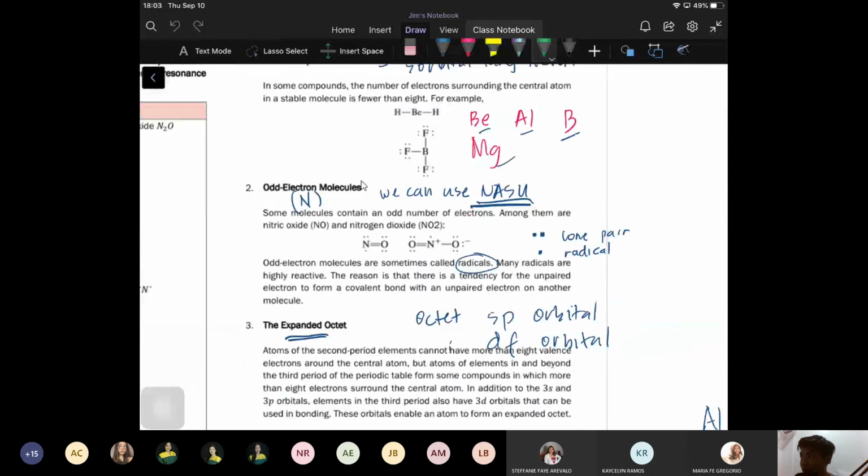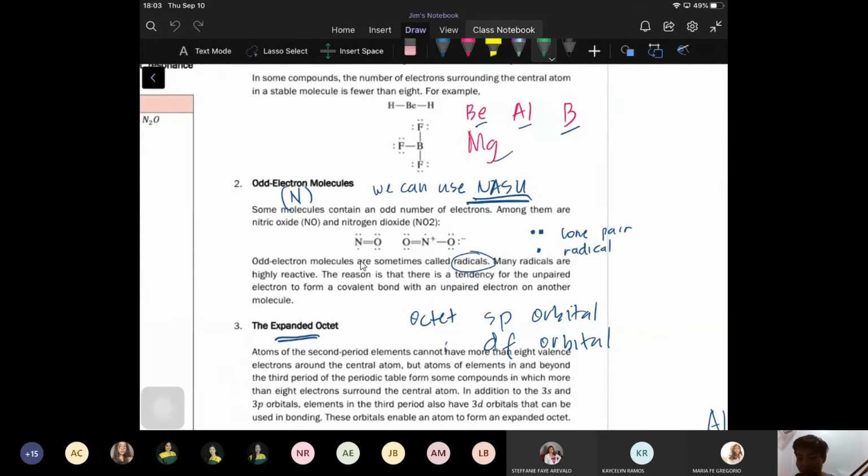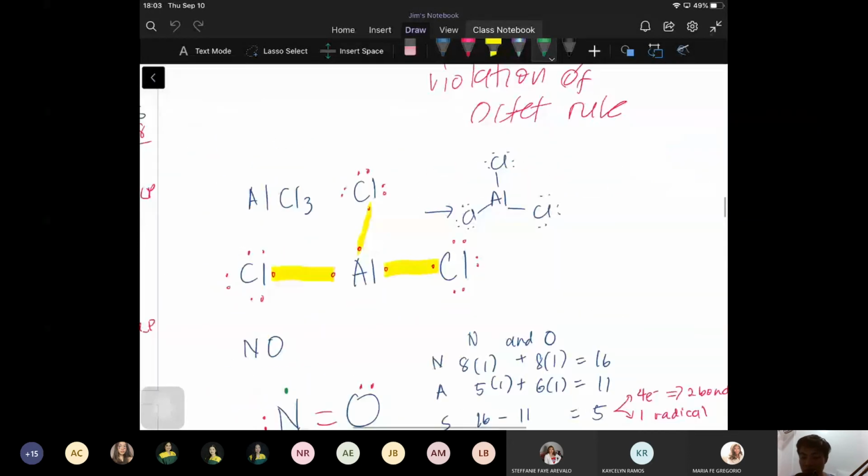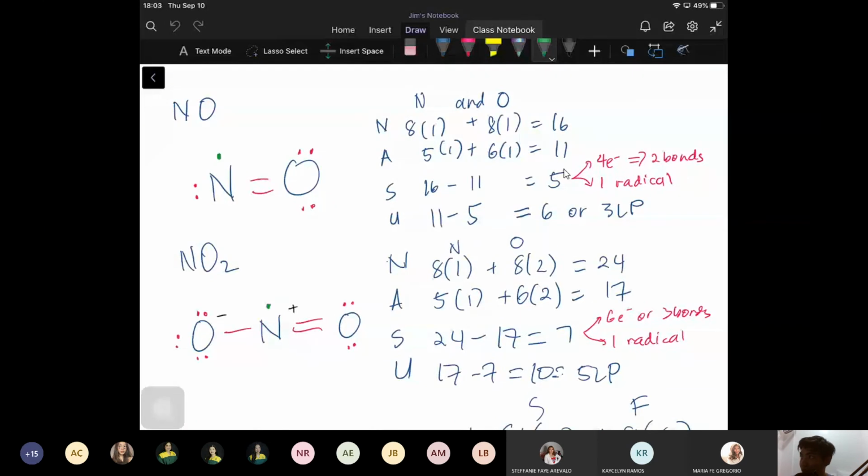Add electron rule, or add electron molecules. Pag may nitrogen, magduda ka, pero use NASU, no? Gamit ka ng NASU. Pag gumamit ka ng NASU and you found out na odd number yung available pati yung shared electrons, that means yung isa doon ay radical. Okay, so dito sa odd number, ibawas mo yung isang radical. Then yung even number, yun yung magiging bond mo, no? So, ganyan. Nilalagay yung radical at the end, no? Ilagay mo muna lahat ng lone pairs, ilagay mo lahat ng bonds, then saka mo ilagay yung radical.